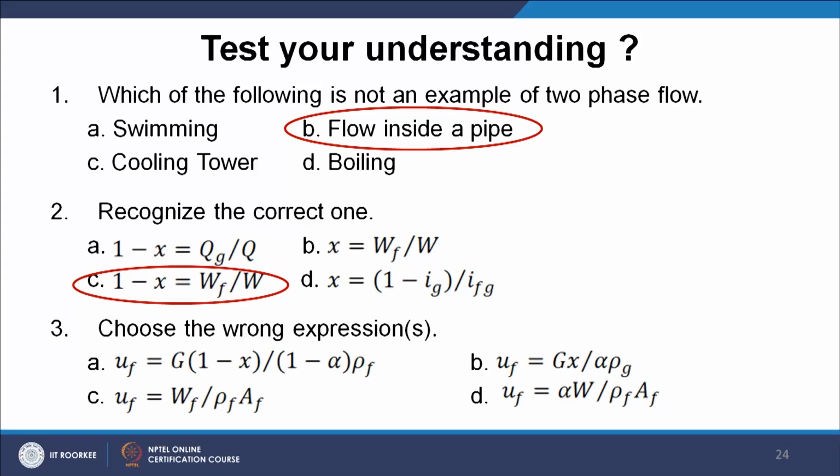Choose the wrong expression in the third question. We have 4 expressions over here: Uf is equal to G into 1 minus x by 1 minus alpha into rho f, Uf is equal to Gx by alpha rho g, Uf equals Wf by rho f Af, and Uf is equal to alpha into W by rho f Af. So, which ones are wrong? Let us see, both B and D are wrong.